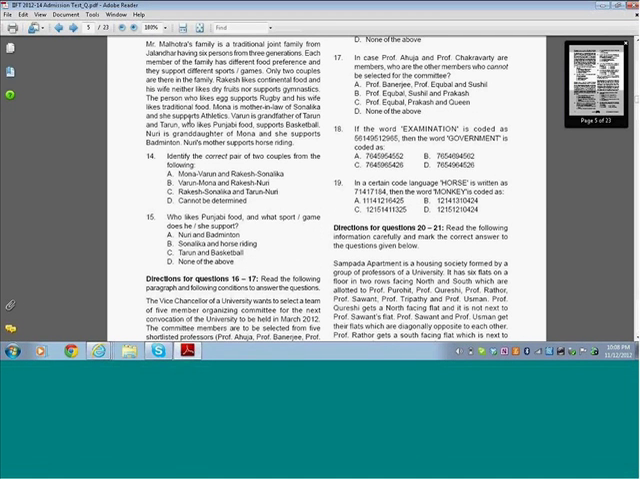Okay. In a certain code language, horse is written as 7. Let me just say, horse is 7. A is 1, B, C, D, E, F, G, H. H is the 8th alphabet, and for that it has written 7. That means the serial number of the alphabet minus 1 is the code out here.